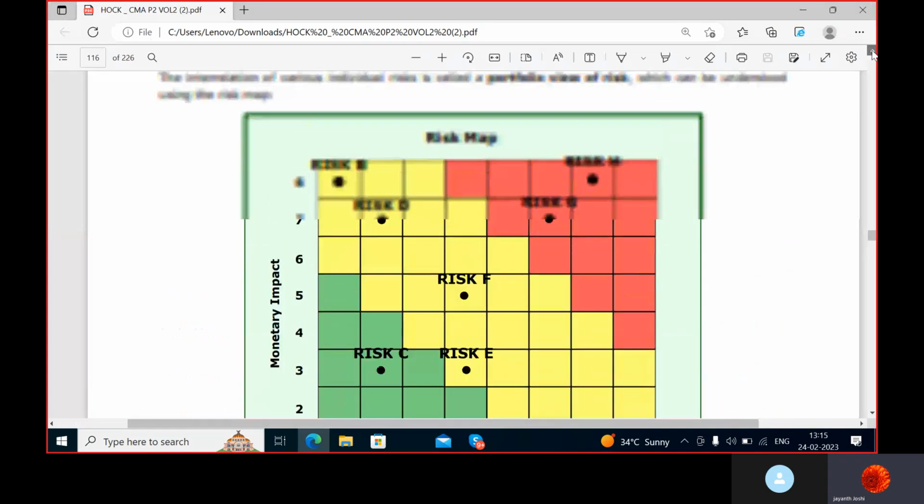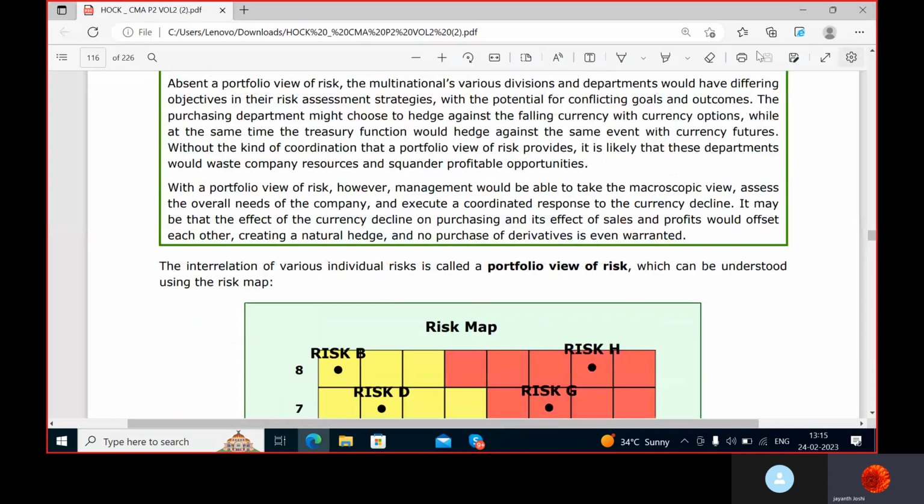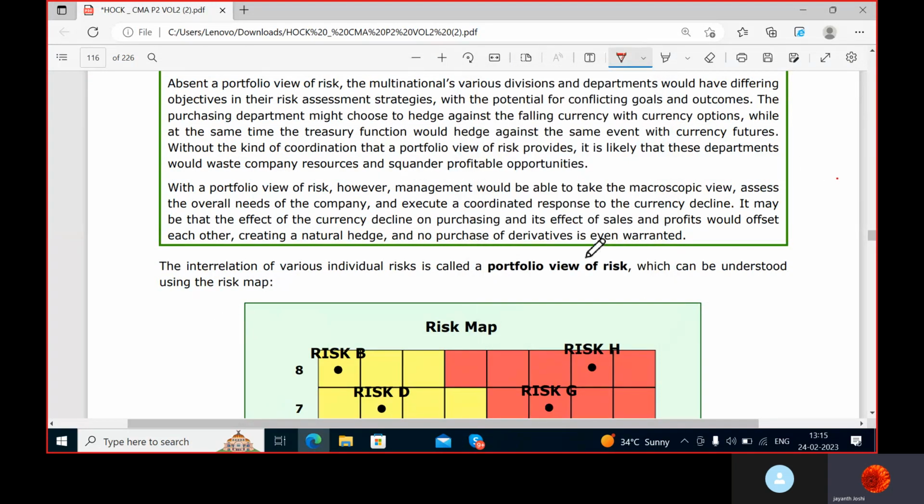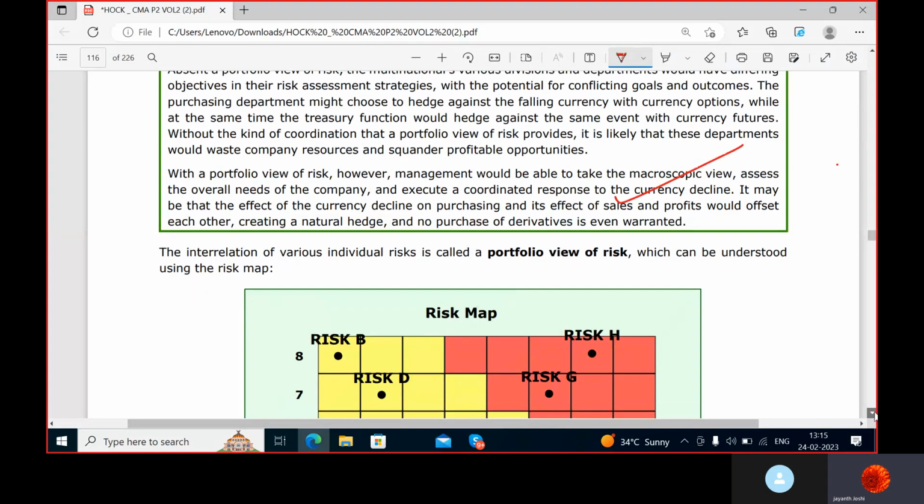So the other day we were discussing the option. Let's go ahead. We have already discussed this point. Now we are seeing this map.